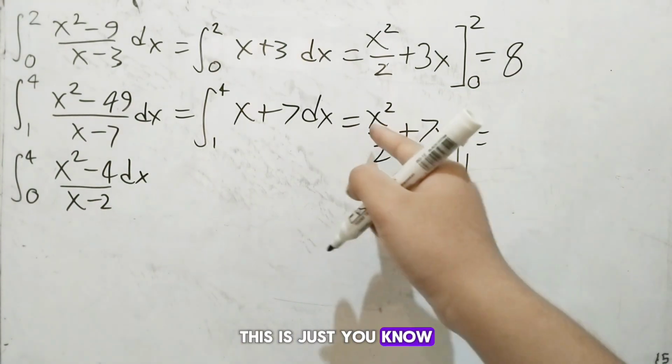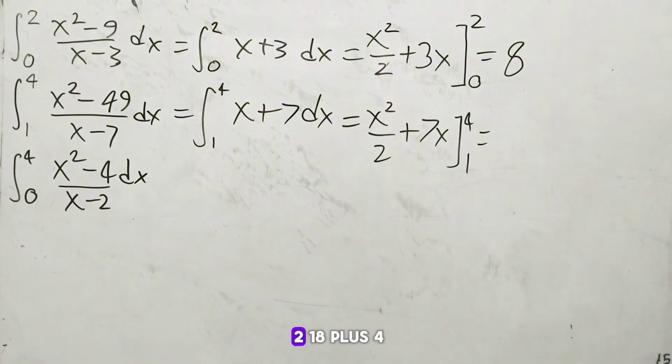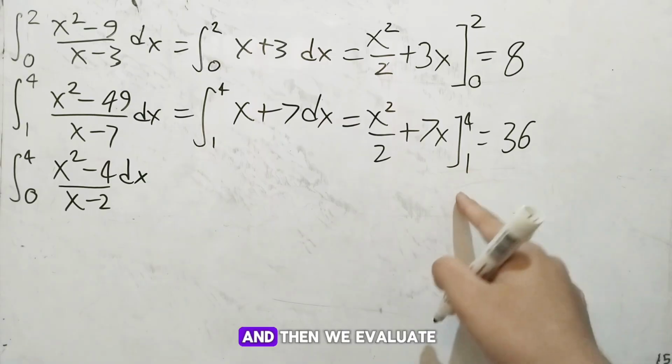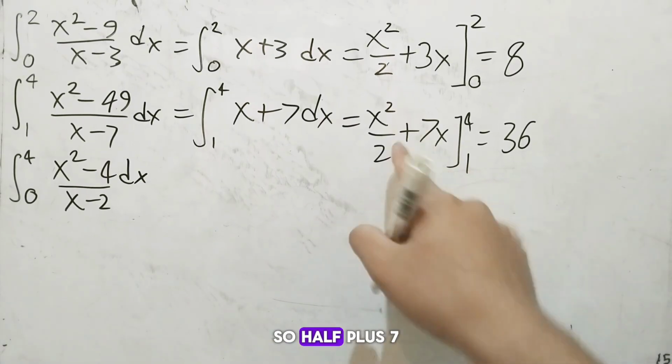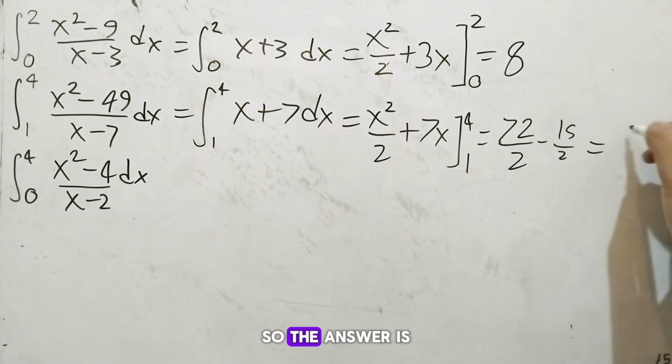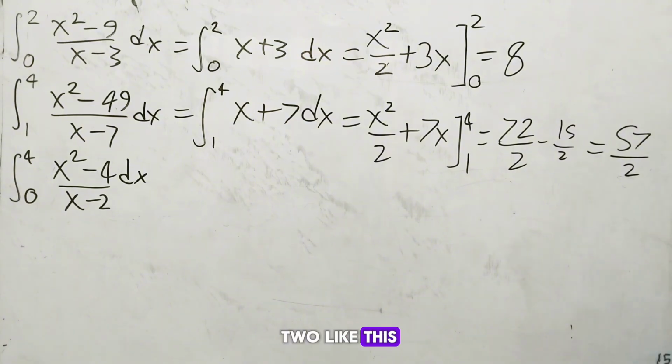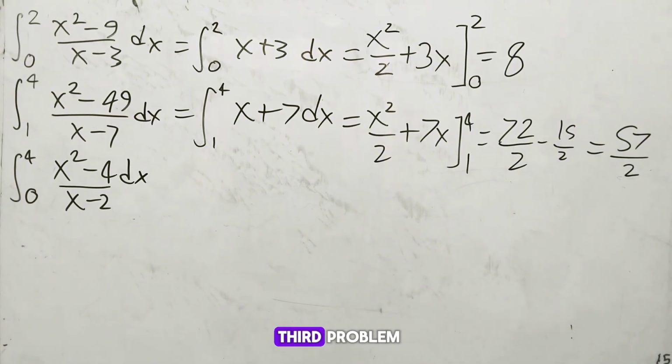This is just 4 squared, 16 over 2, which is 8, plus 7 times 4, which is 28, so that's 36, and then we evaluate it from 1. So a half plus 7 is 15 over 2. So the answer is just 57 over 2, like this. It's pretty simple, right, guys? Then how about the third problem?